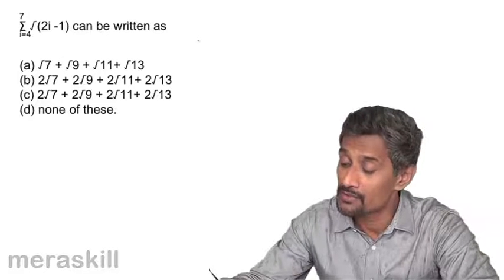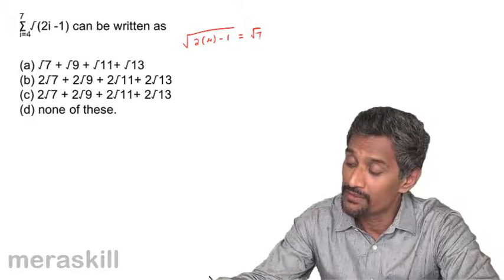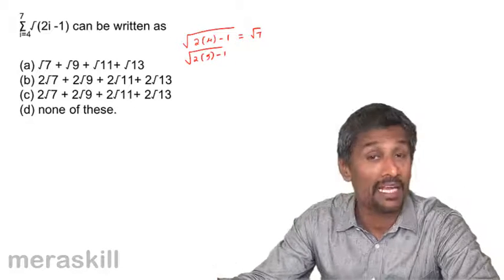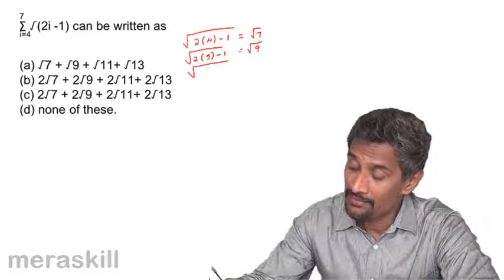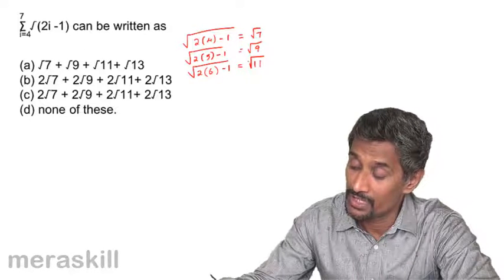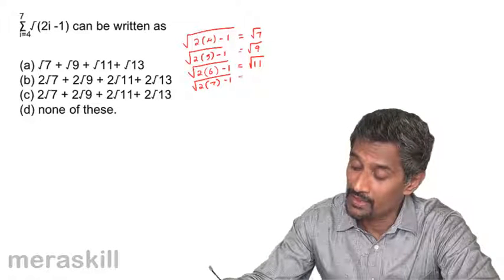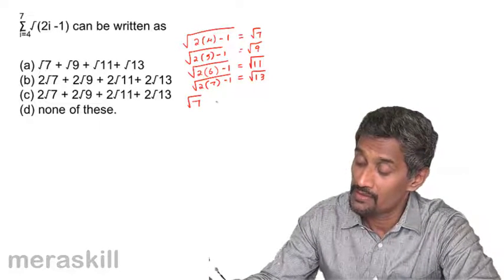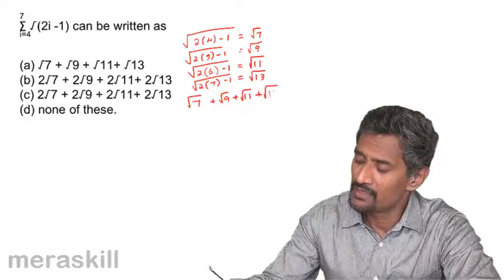The first such term is going to be 2 into 4 minus 1. Root of that is root 7. After that, it is going to be 2 into 5 minus 1, that is when i is 5, that is 10 minus 1, 9. Then you have 2 into 6 minus 1, 12 minus 1, root 11. And then 2 into 7 minus 1, that is 14 minus 1, 13. So that means this can be written as root 7 plus root 9 plus root 11 plus root 13.